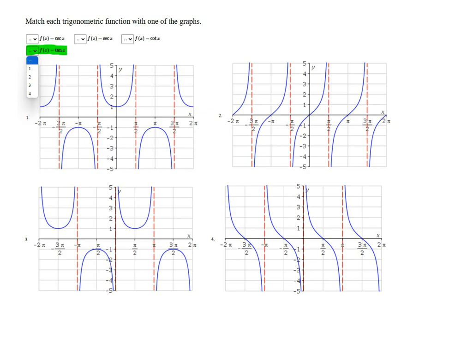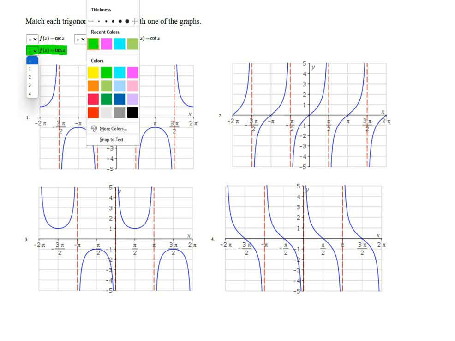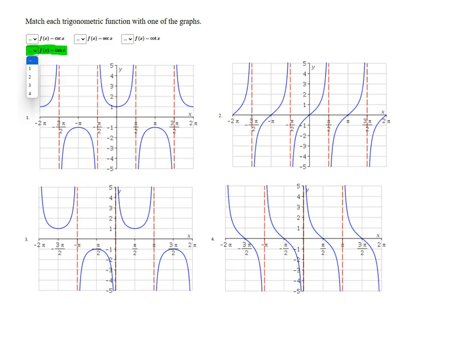And then I just remembered that the basic tangent function goes through the origin. It goes like this. It's got that weird shape. It's like an S shape, and it goes through the origin. So this one is number 2.